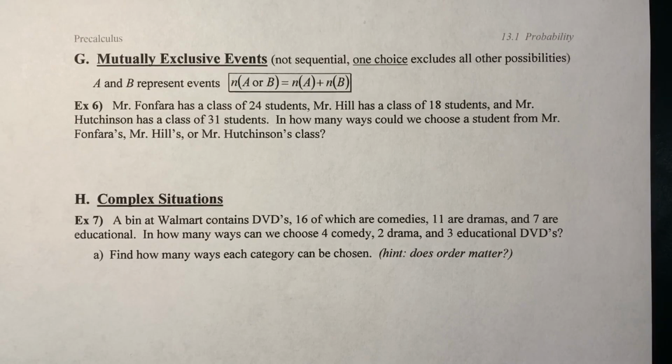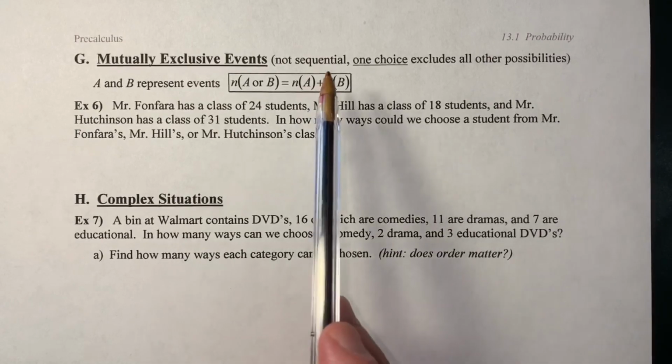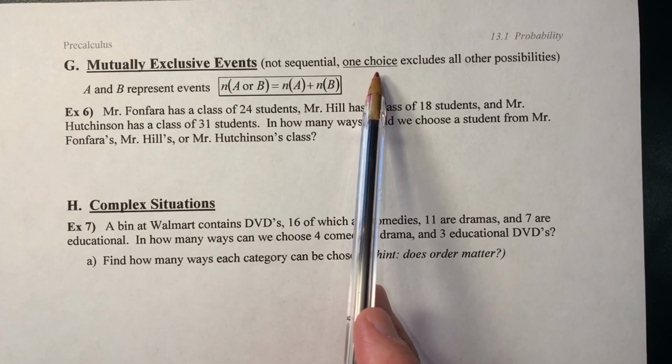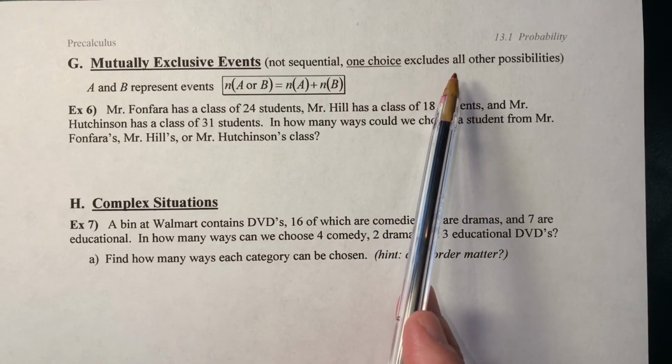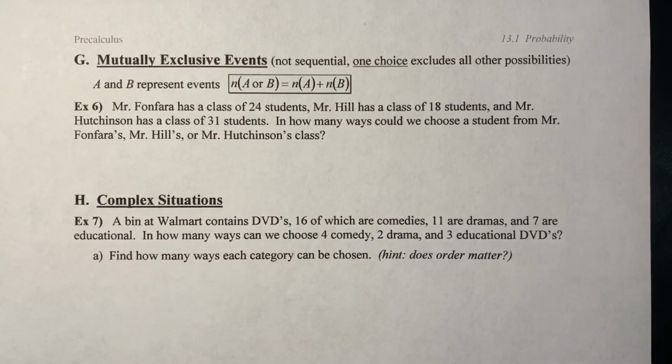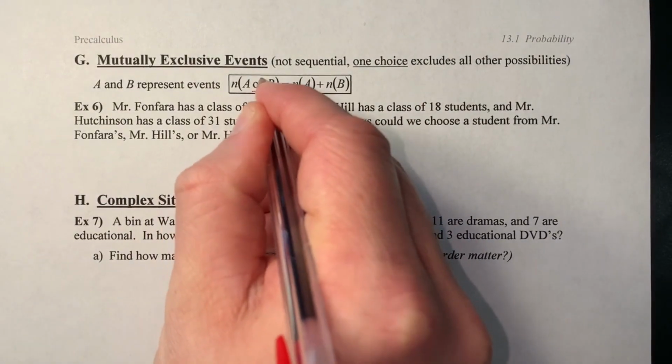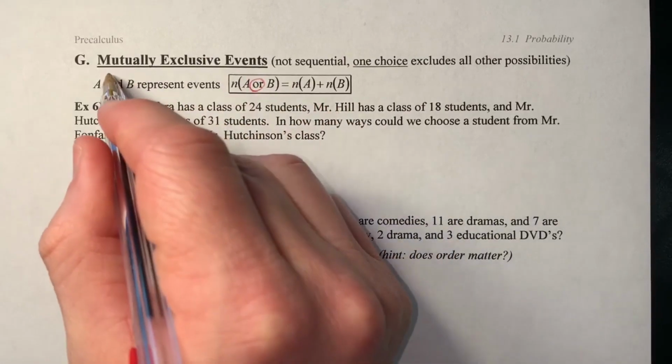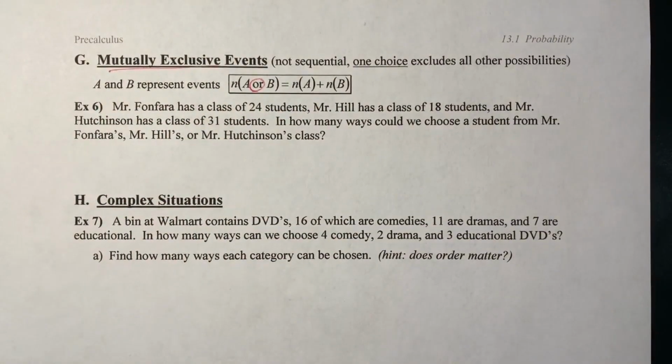Hey guys, we are going to continue talking about the number of ways an event can happen, and we'll start today with mutually exclusive events. Mutually exclusive, there's no order, and once you make a choice, all other possibilities are now excluded. So mutually exclusive means one or the other, not both. When you see this word or, that's a key word that tells you it's mutually exclusive.